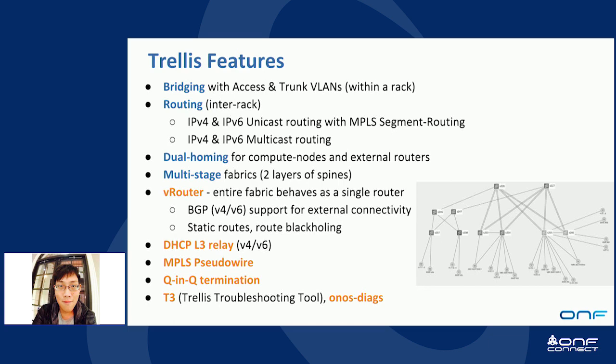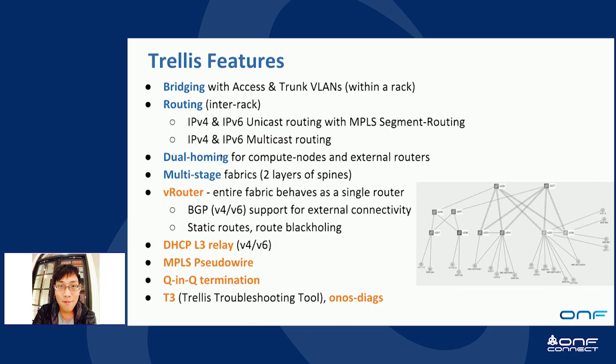We assume that all the hosts in the same rack are in the same subnet, so we just need to use L2 bridging for them to talk to each other. But for the inter-rack communication, we need L3 routing. So Trellis supports both IPv4 and IPv6 unicast, and we use MPLS segment routing to route the traffic between leaf and spine. And then Trellis also supports IPv4 and IPv6 multicast routing.